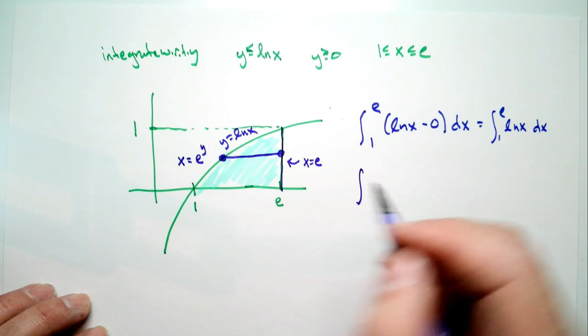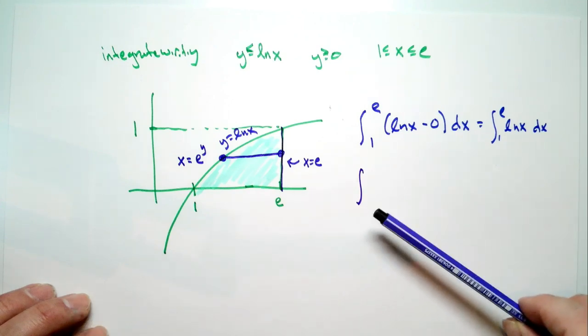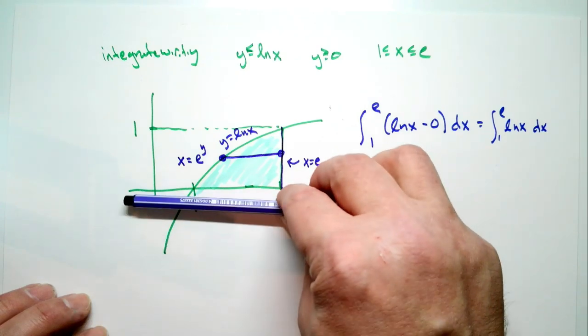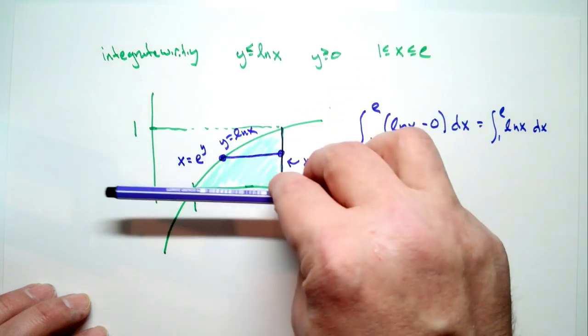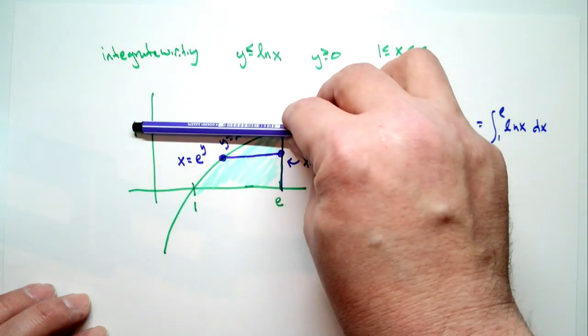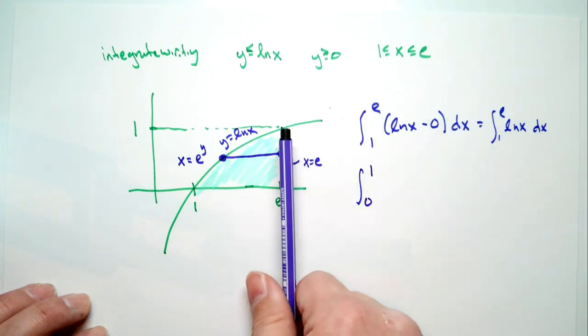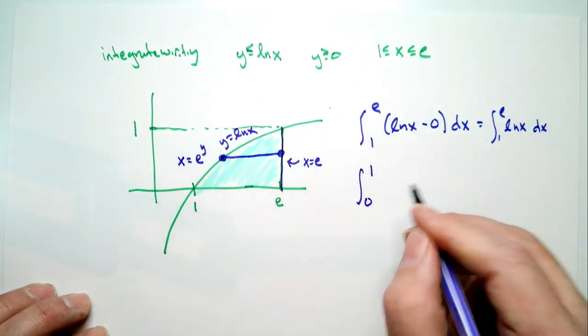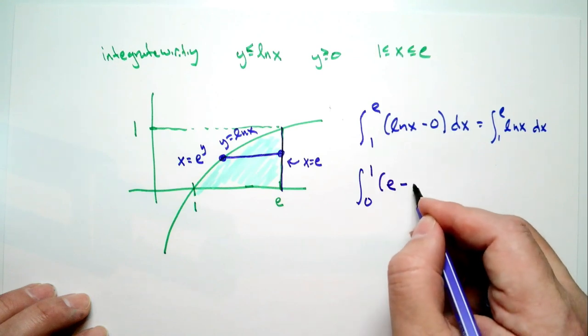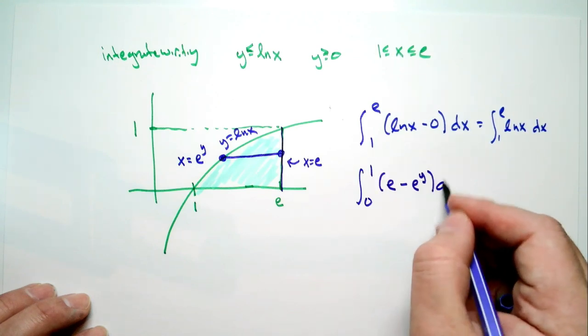Well, we just think about our integral. We have our bounds. We go from the low value to the high value. So y equals 0, y equals 1. 0 to 1. Right minus left. So that's e minus e to the y, dy.